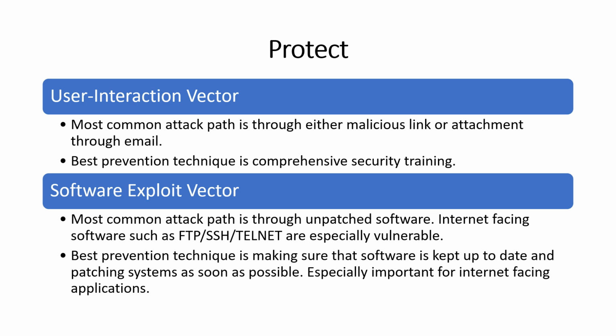The second is software exploit, where the most common attack path is through unpatched software, or internet-facing software such as FTP, SSH, or Telnet, which are especially vulnerable. The best prevention technique is making sure that software is kept up to date, patching systems as soon as possible, which is especially important for internet-facing applications.